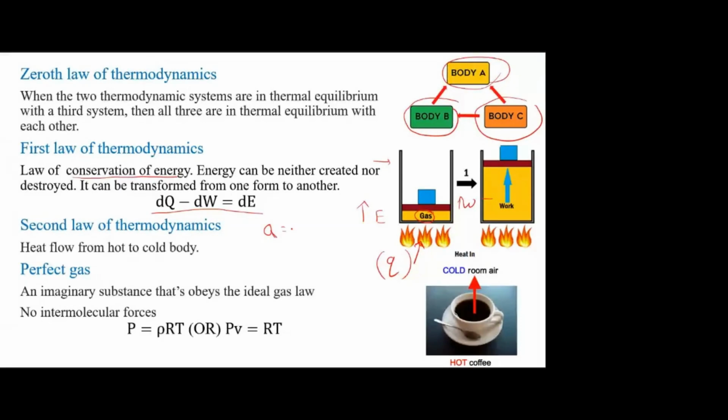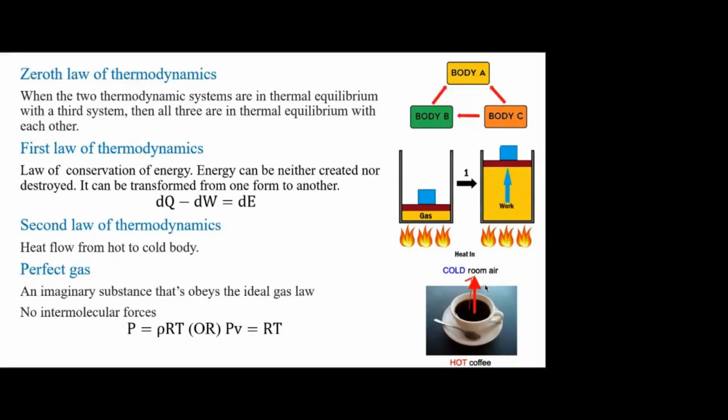So if I write, it will be Q is equal to E plus W. And here they are rearranged: Q minus W is equal to E. So this is the first law of thermodynamics. The second law of thermodynamics is very simple. Heat always flows from a hot body to a cold body. For example, they mentioned this hot coffee. If you keep the hot coffee in normal room temperature air, there will be a heat transfer, so the coffee becomes cold.